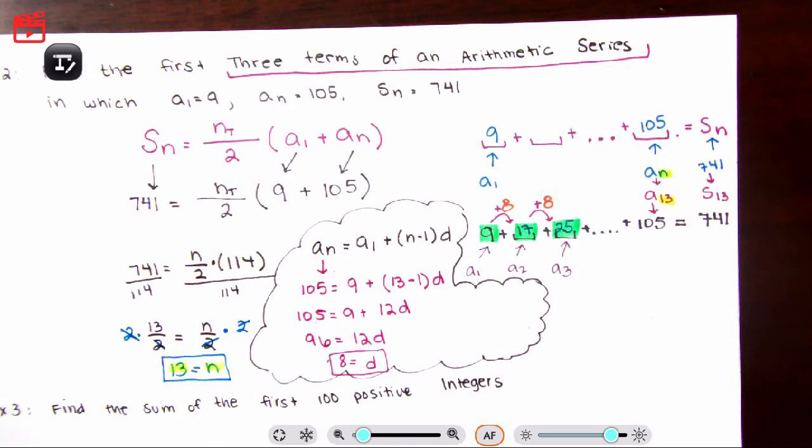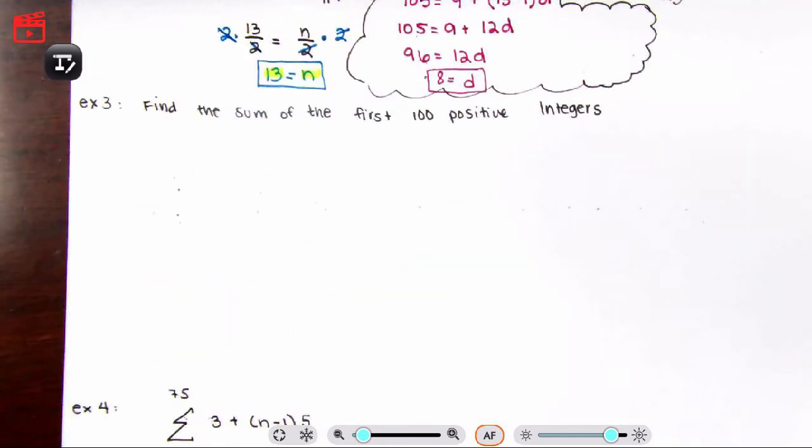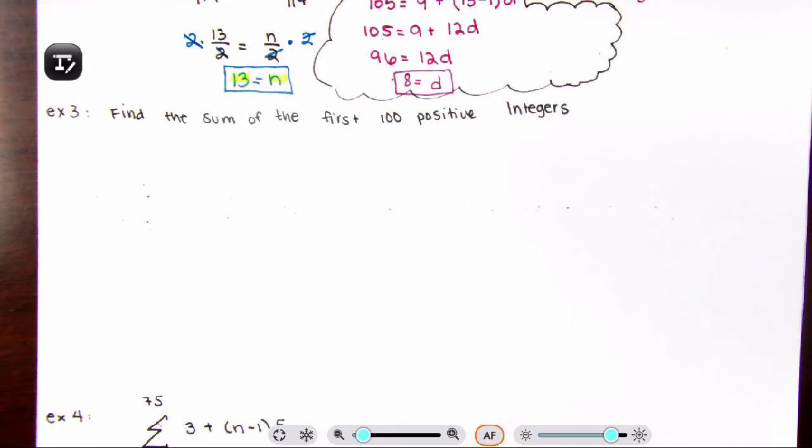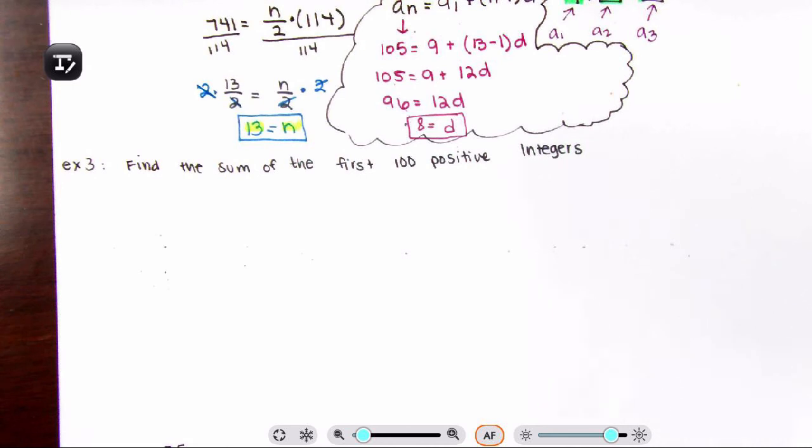All right, let's move on to example number 2. Oh, just kidding. This is example number 3. Example number 1 was done in the previous part 1 video. All right, find the sum of the first 100 positive integers.